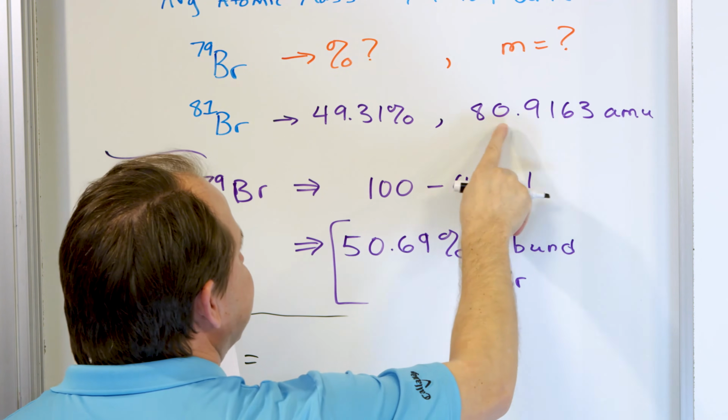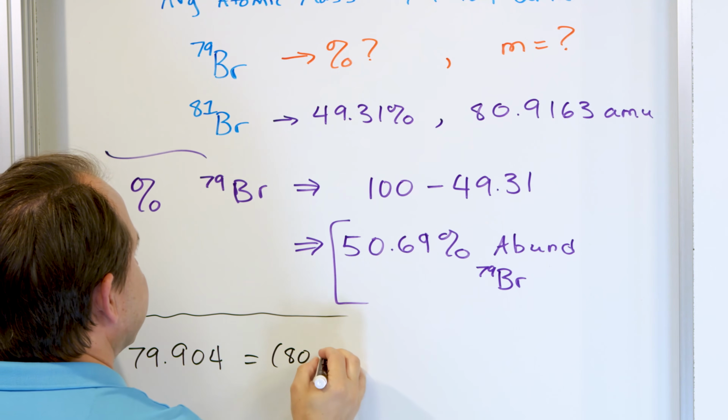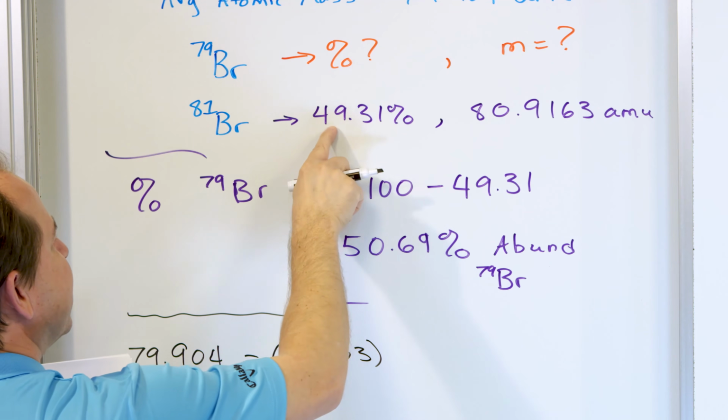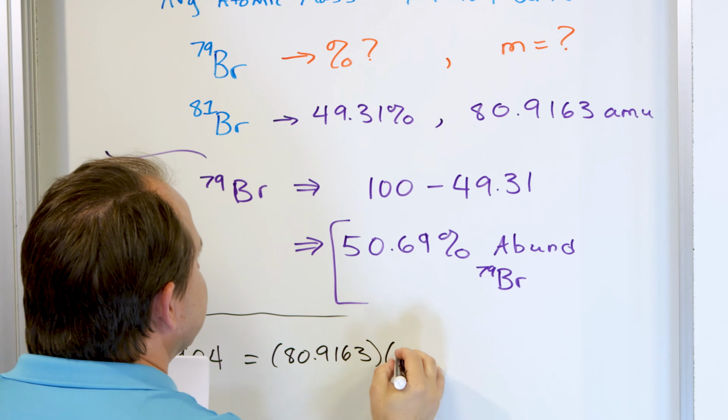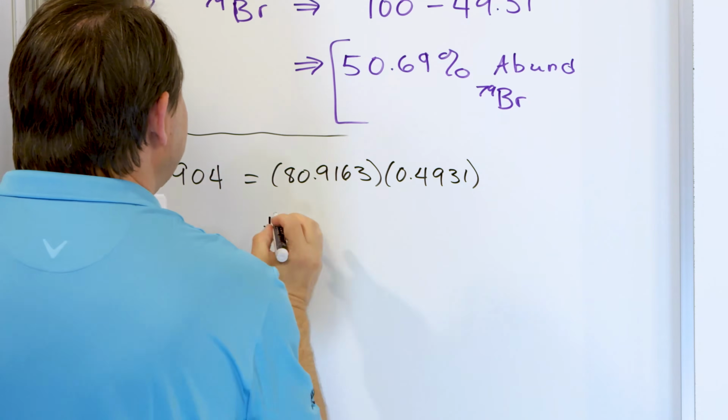So we have the heavier isotope. This is its mass, 80.91, so 80.9163 multiplied by its fractional abundance. We have to slide the decimal two places back, so 0.4931, right? And then we have to add to that.